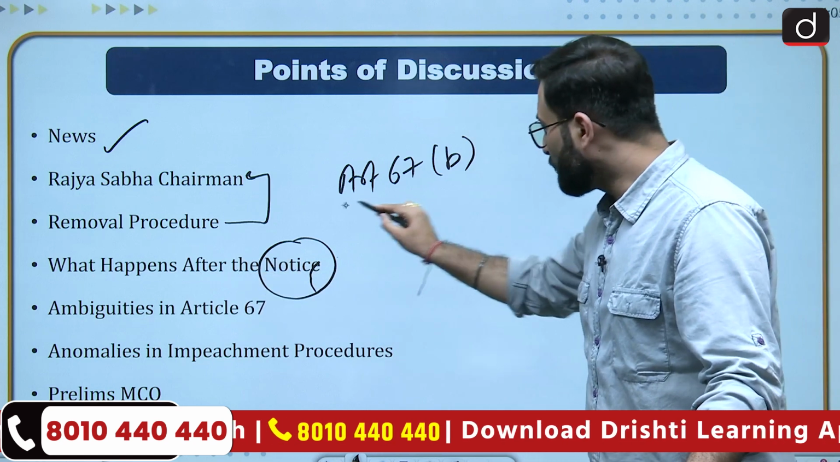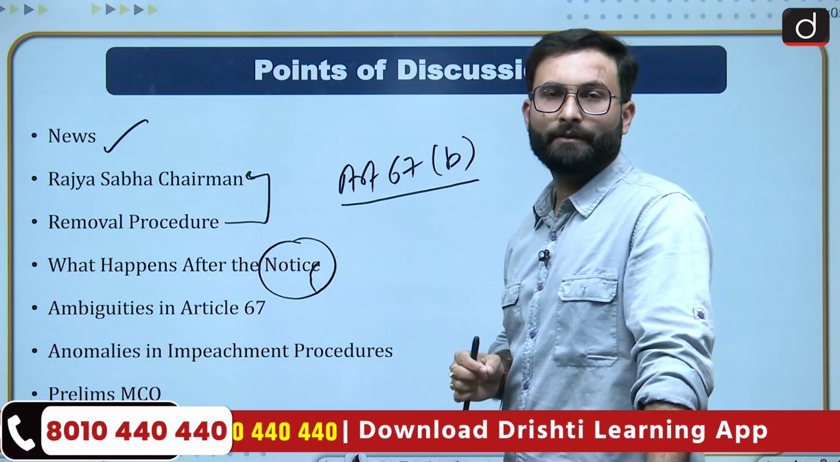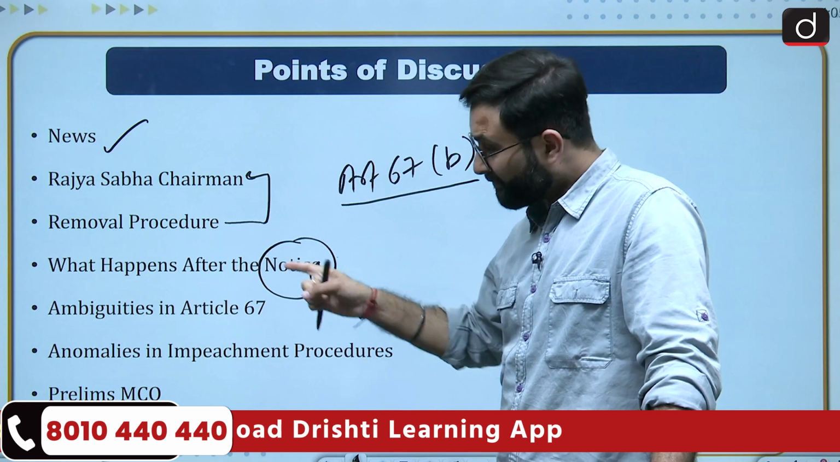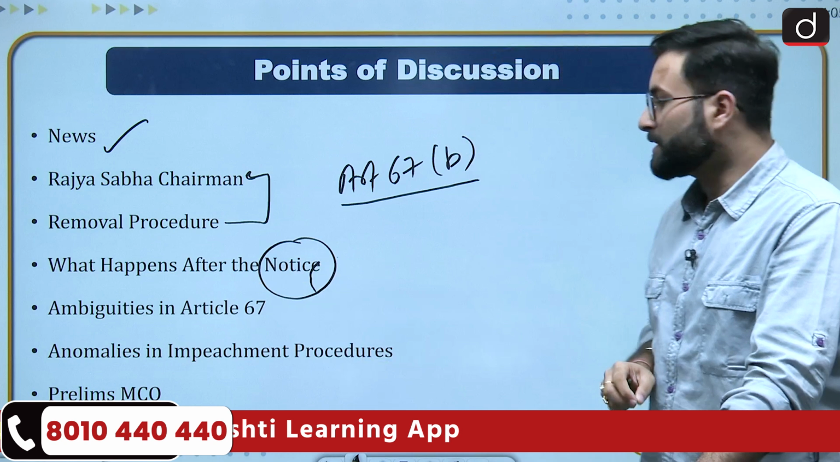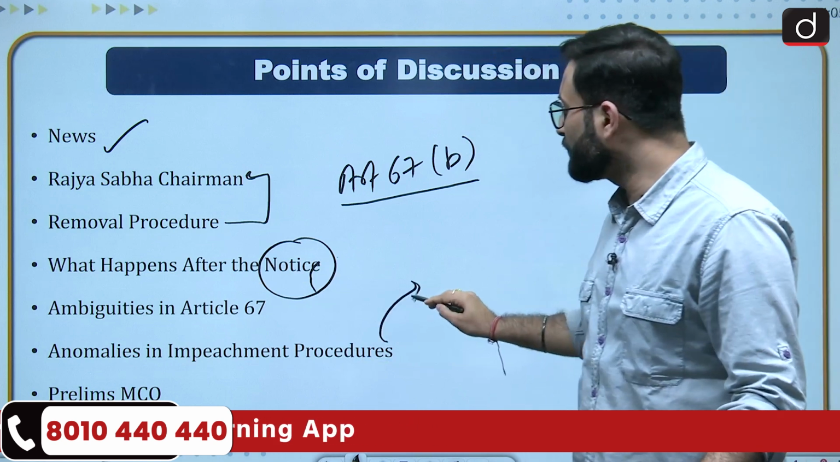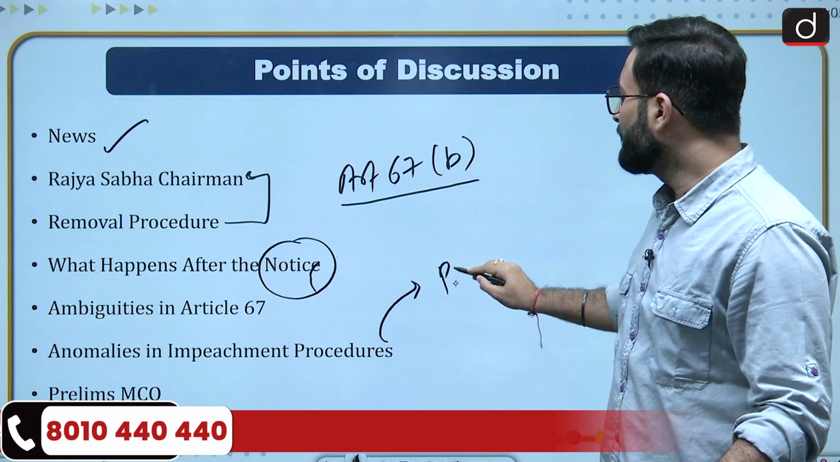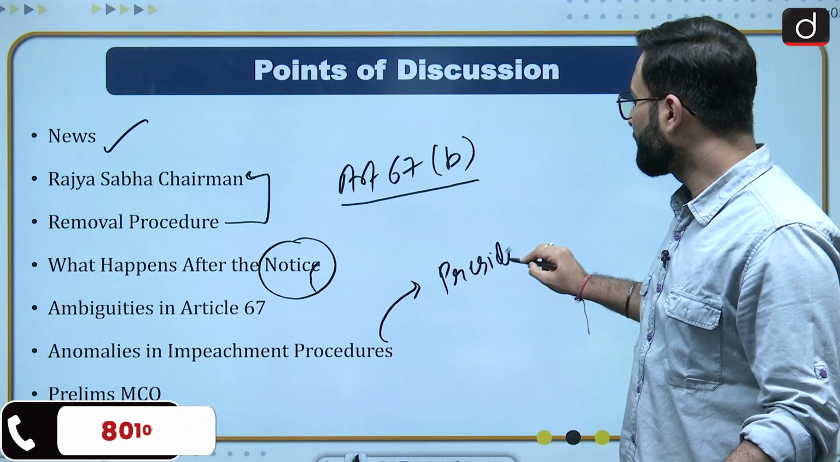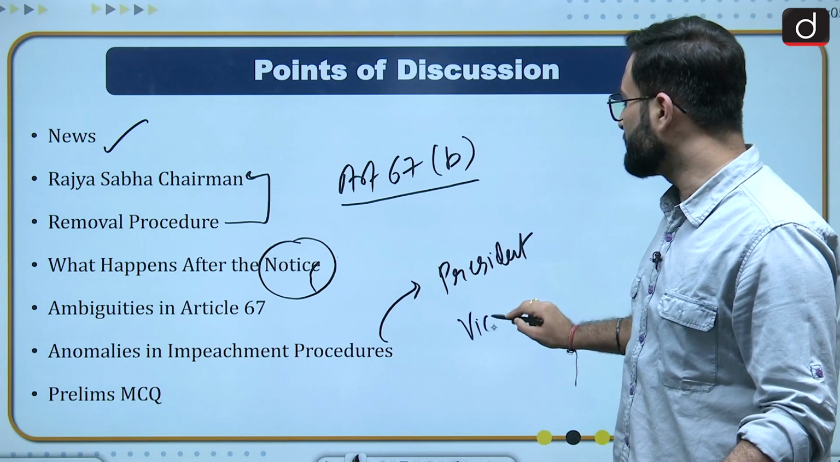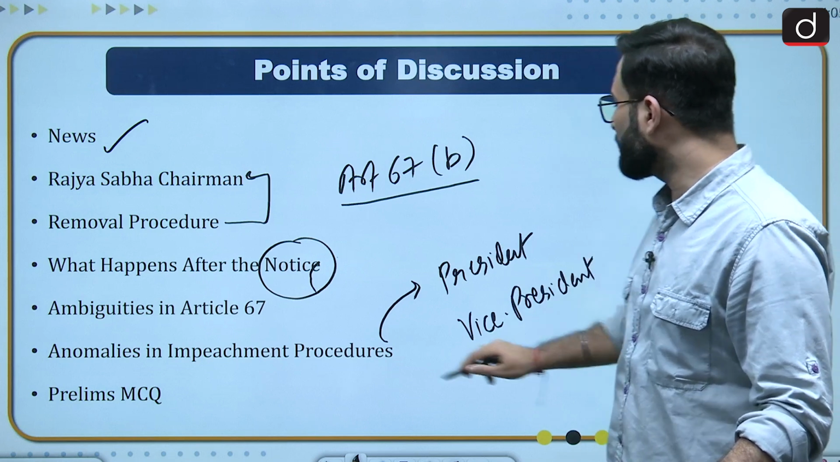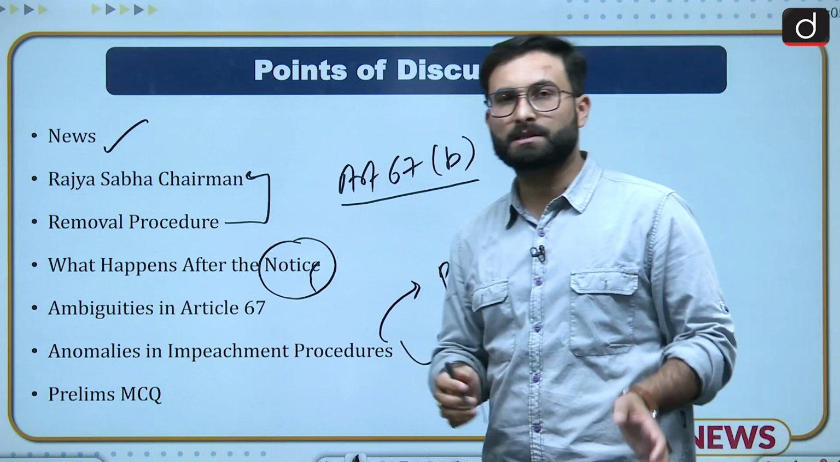When we talk about this particular article, we will be looking at the language and we will try to understand what are the ambiguities which are available. Then the anomalies in the impeachment procedure. Here we'll be referring to the difference between the impeachment procedure with respect to the President and Vice President. Okay, so I hope that is clear. In the end, there will be an MCQ for your practice, so that you can attempt it and answer to me in the comment box.